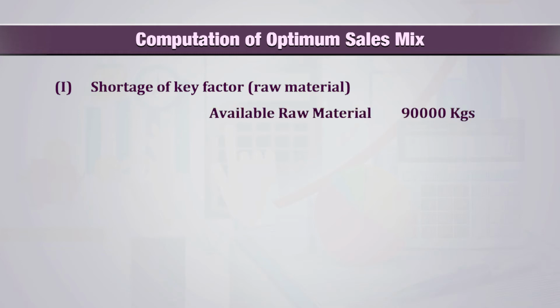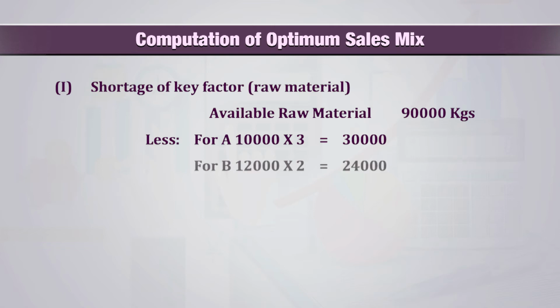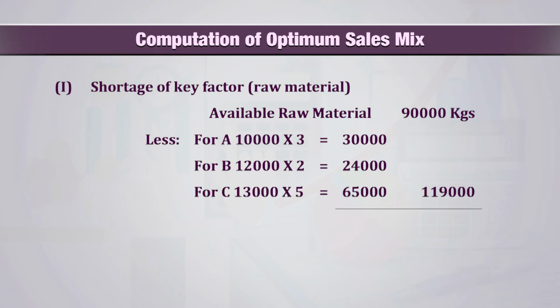Available raw material is 90,000 kgs, less for product A 10,000 into 3 gives 30,000 kg, for product B 12,000 into 2 gives 24,000 kg, for product C 13,000 into 5 gives 65,000 kg. The total of A, B and C comes to 1,19,000 kgs, while the shortage in kilograms for the material comes to 29,000 kgs. To work at maximum level of production capacity, total 1,19,000 kgs of raw material is needed, while in the market only 90,000 kgs raw material is available.